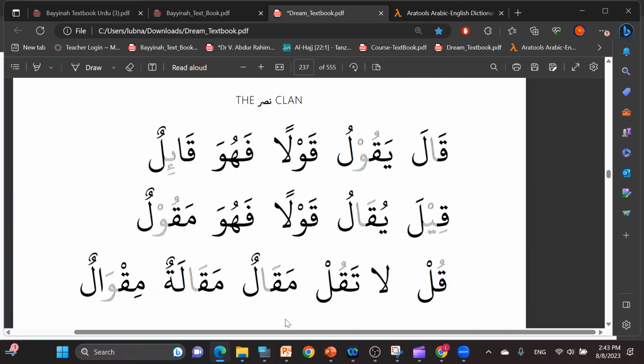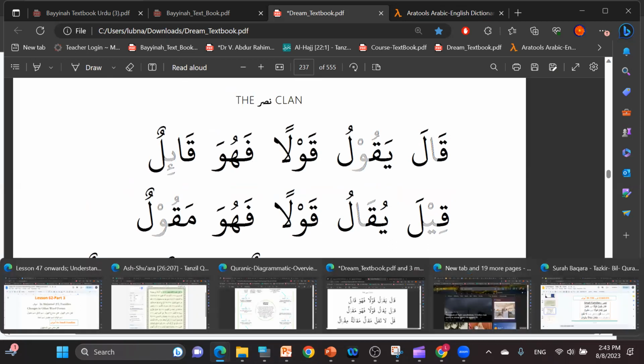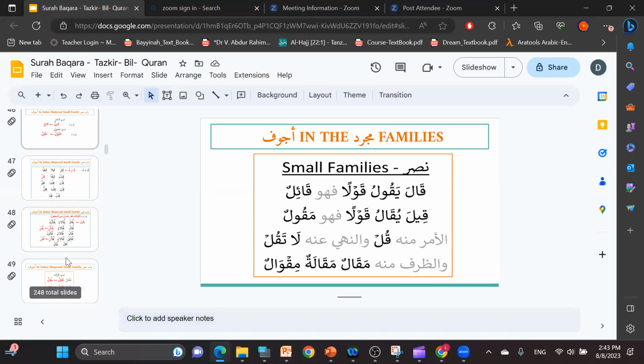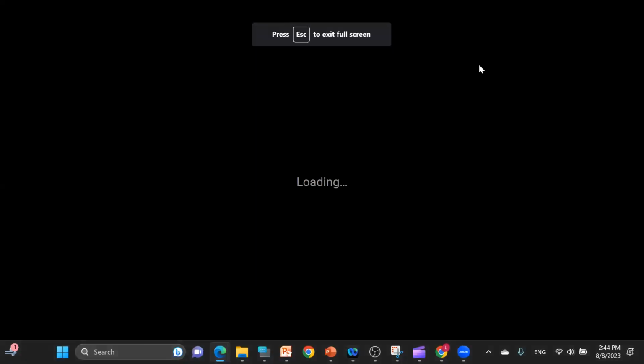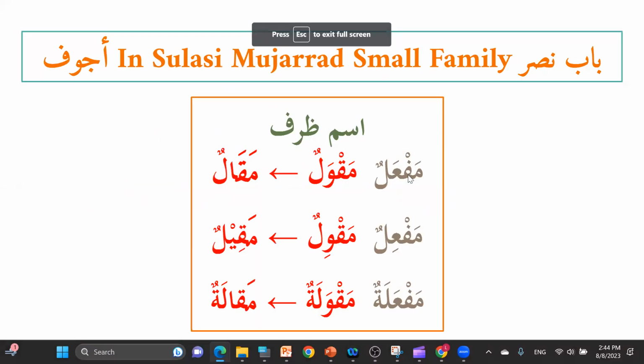Okay, going back to where we were. We were doing ism zarf. So the ism zarf for Ajwaf in Sulasi Mujarrad is maf'alun, maf'ilun, and maf'alatun. These are the patterns. And for qala yaqulu, it is maqalun, maqilun, maqalatun.